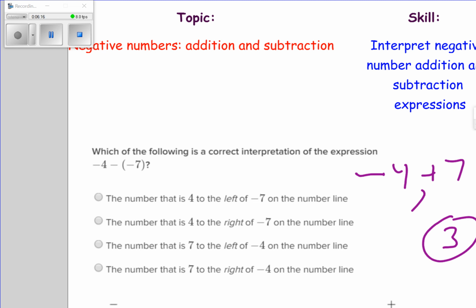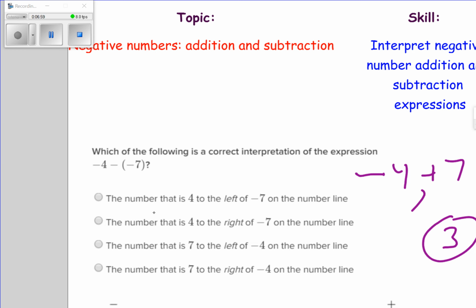All right. So let us see which of these statements is true. The number that is 4 to the left of negative 7 on the number line. So we want to get to positive 3, right? This is our goal. 4 to the left of negative 7, well, if I start here and go to the left, I'm not going to end up at 3, right? There's our goal. So, no, the first one isn't right. The number that is 4 to the right of negative 7. Well, if I start at negative 7 and I go 4 to the right, 1, 2, 3, 4, I end up not at positive 3, so that's not right.